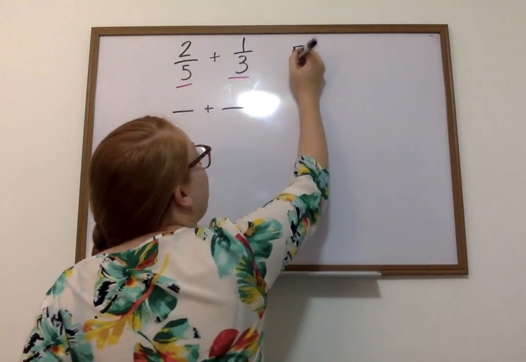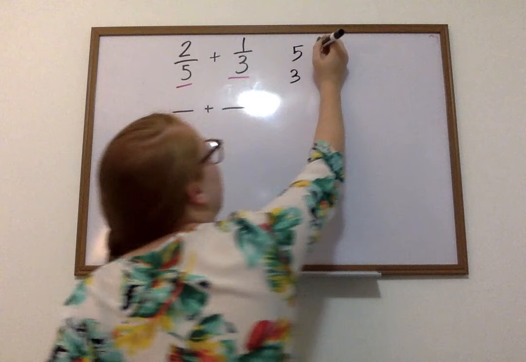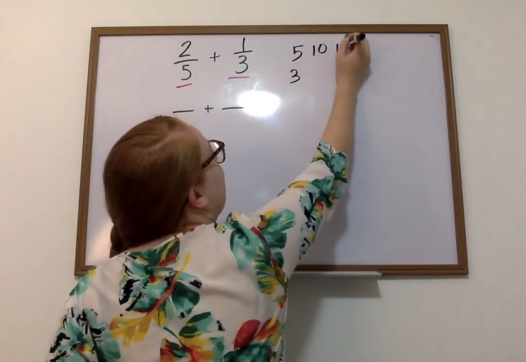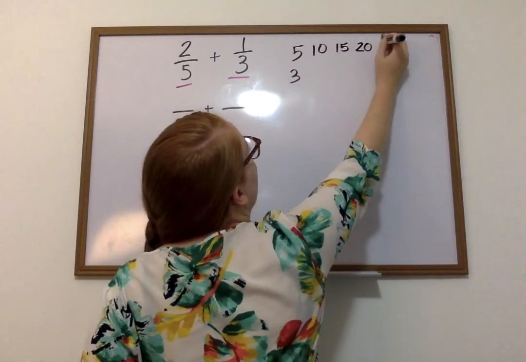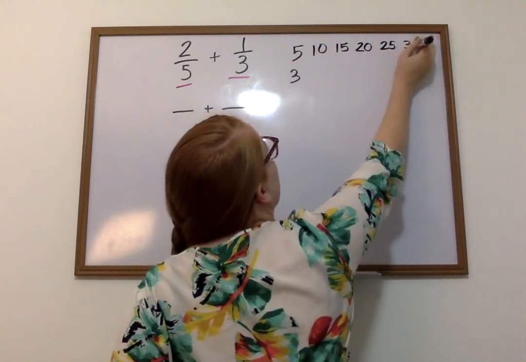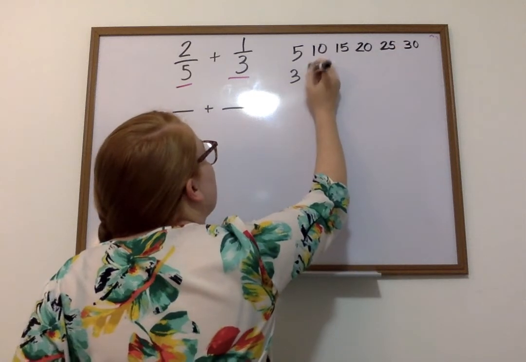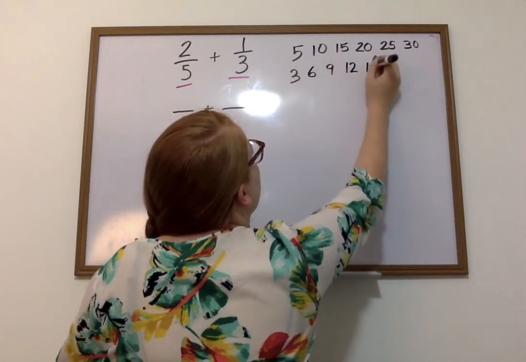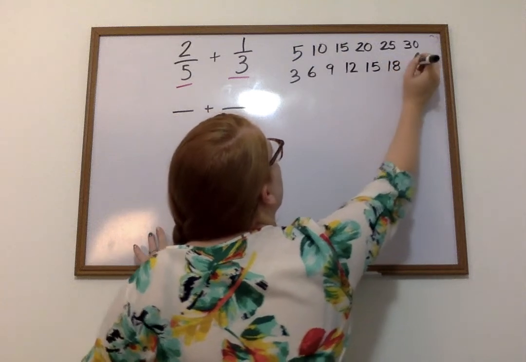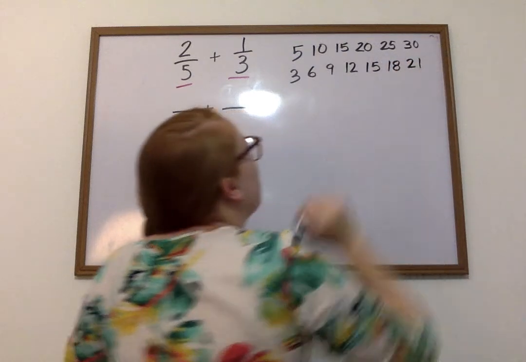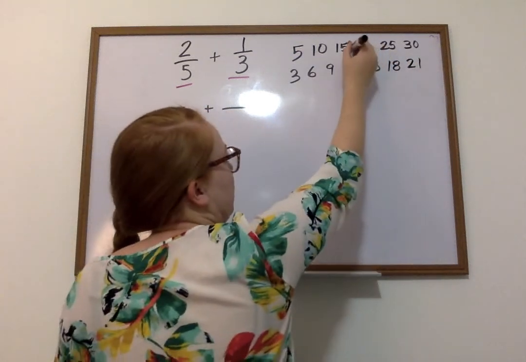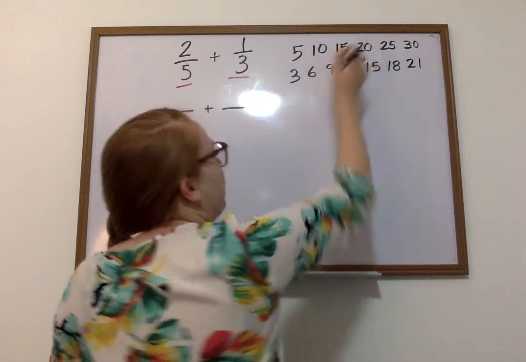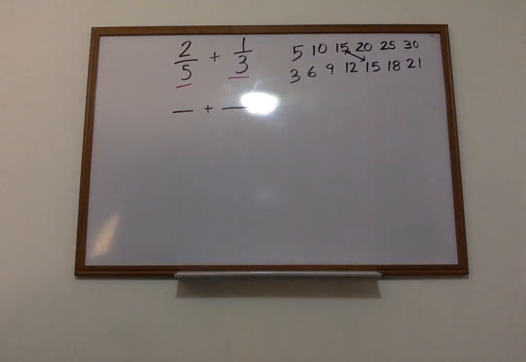I'll write my 5, I'll write my 3, and I'm going to count by both. 5, 10, 15, 20, 25, 30. Count by 3s. 3, 6, 9, 12, 15, 18, 21. Oh, I almost missed it. Look right here. My 15s match. That means that 15 is my lowest common denominator.